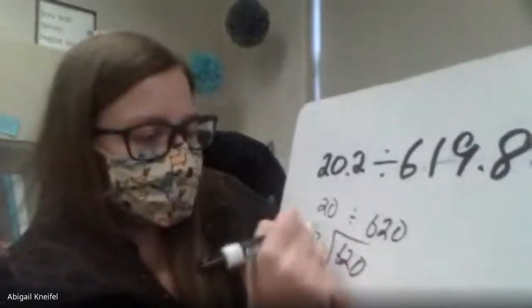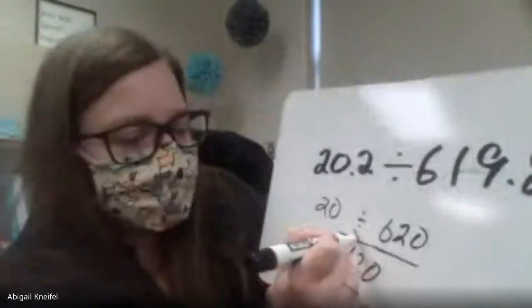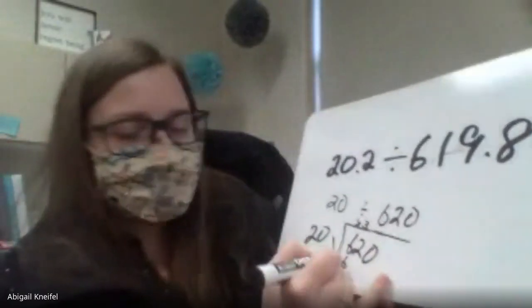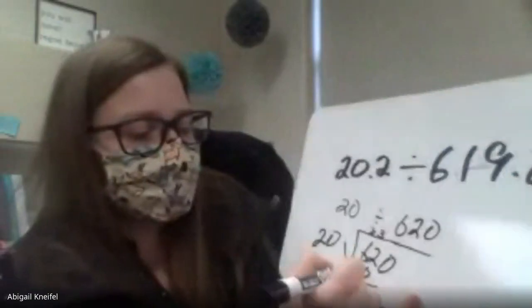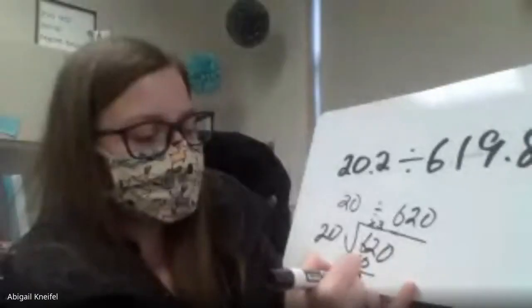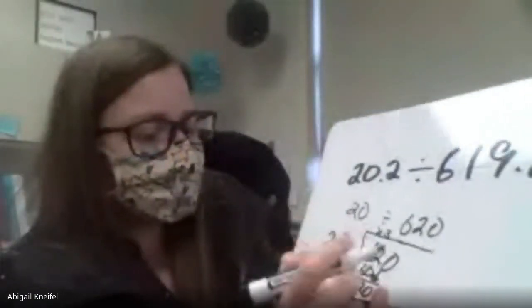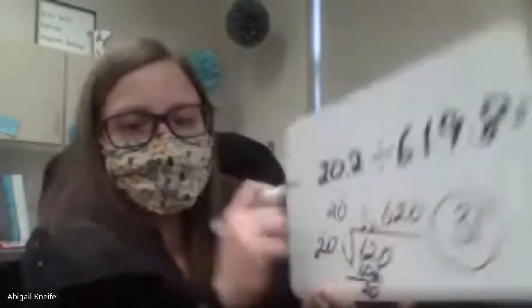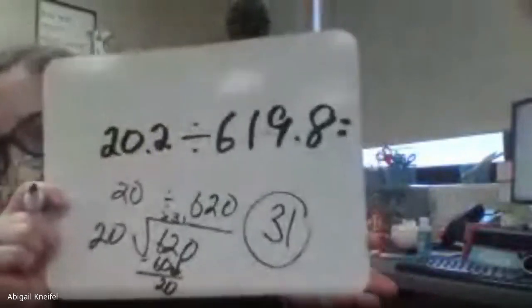Divided by 20. 20 obviously can't go into 6, but it can go into 62 3 times, which is 60. 62 minus 60 is 2. Bring down my 0. 20 can go into 20 one time. So your estimation would be 31.